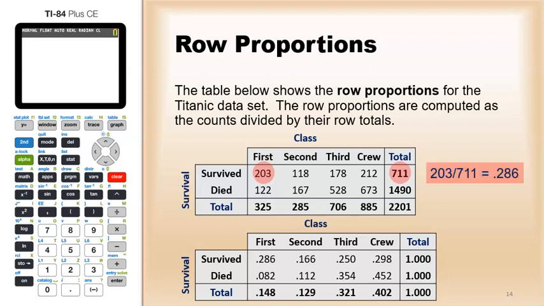Now if I take that 203 divided by 711, I get 0.286, which is where you see that number in the upper left. And likewise, for the other numbers you do the same thing. You just take that number divided by the total in that row.